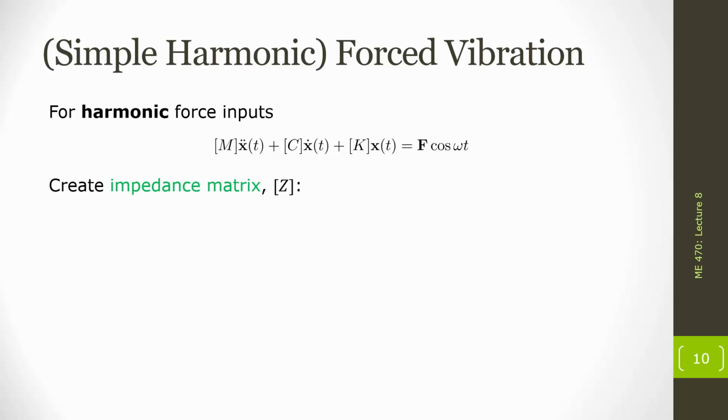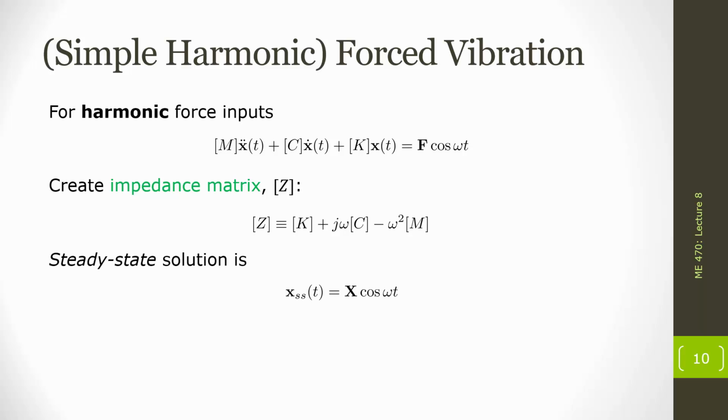So we're going to make the impedance matrix the same way we did for the 2 degree of freedom systems, using those 3 matrices we have from the equation of motion, and we're going to find the steady state solution the same way, that we're going to find some amplitude vector x, and at steady state, all of the degrees of freedom are going to be oscillating at the driving frequency. And x is going to be found the same way.